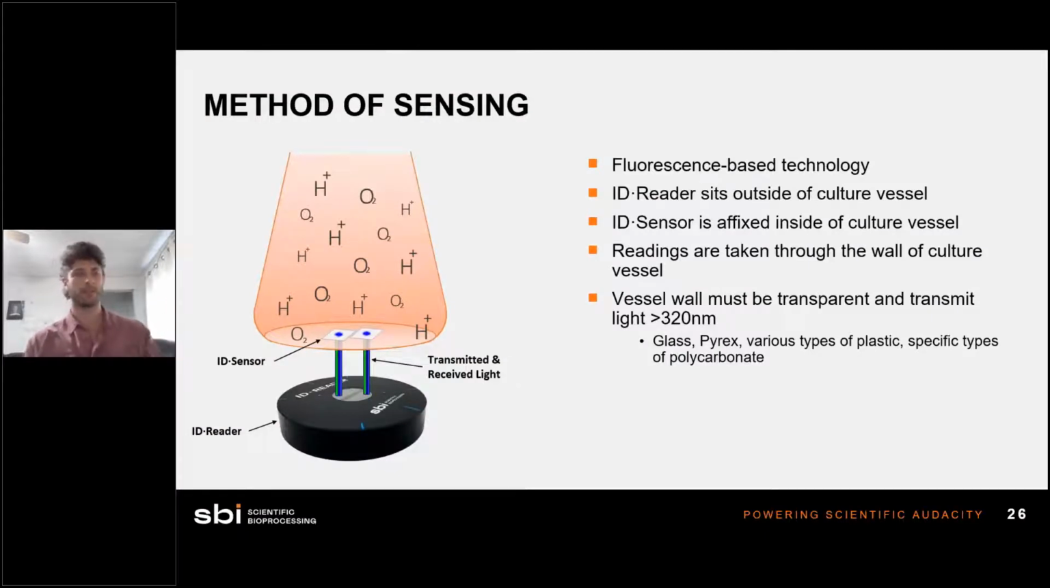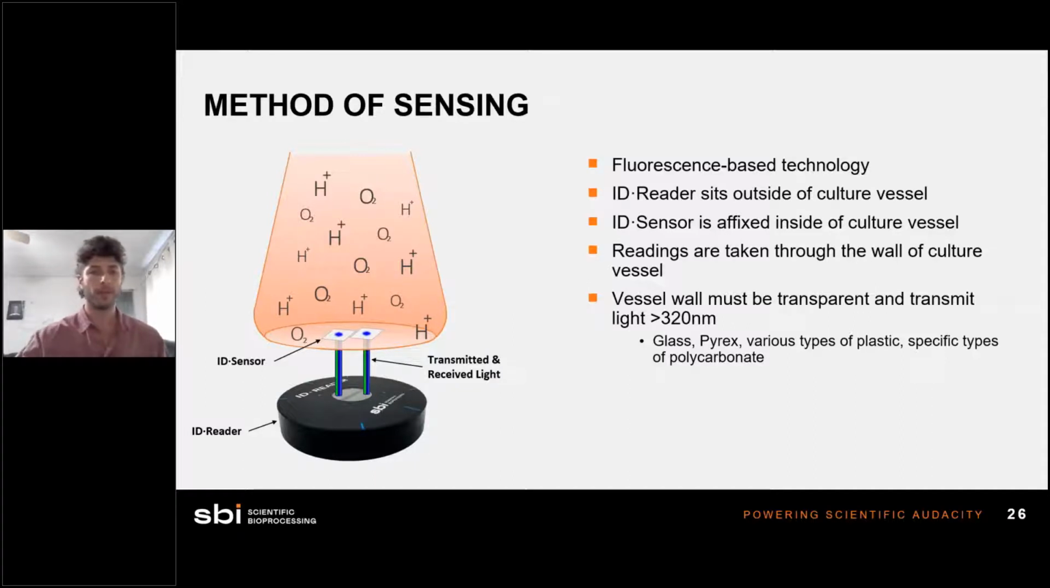And a little bit about how it works. So here we see a diagram. This is a culture vessel. There are protons, there are oxygen molecules floating around. You see the sensor stickers that are stuck on the bottom of the vessel there. And then the reading device sends light through the wall of the culture vessel that fluoresces when the sensors fluoresce, and then it's interpreted as a dissolved oxygen or a pH reading.